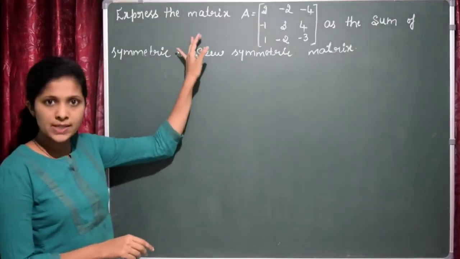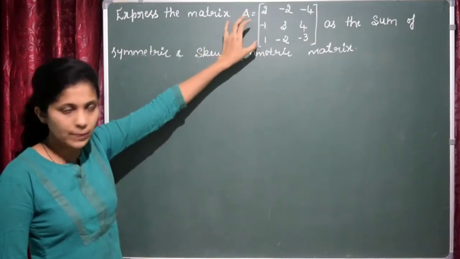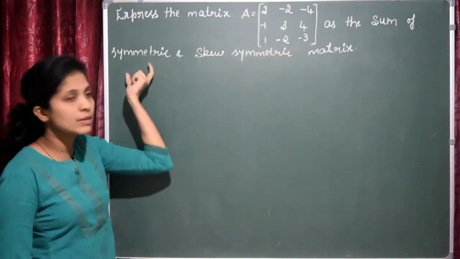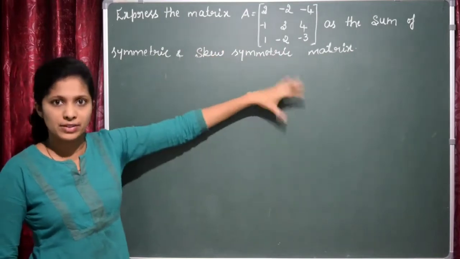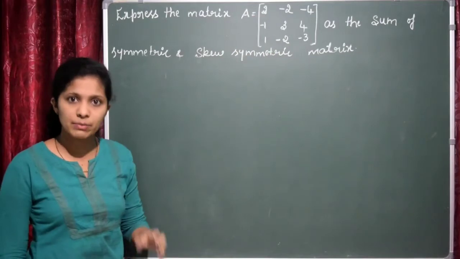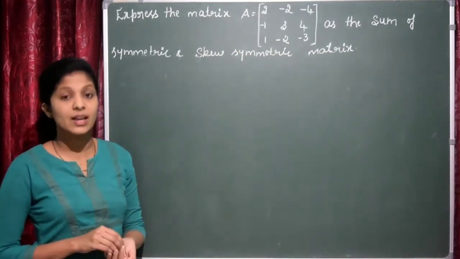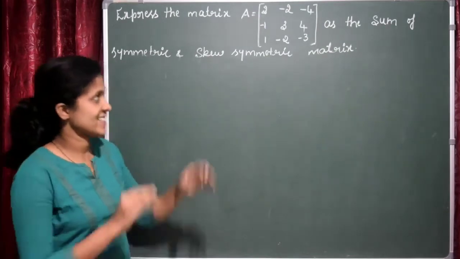This problem is based on the previous theorem. Express the given matrix, which is a square matrix, as the sum of a symmetric and a skew symmetric matrix. You have to express this as a sum of a symmetric and a skew symmetric matrix. Actually, this type of problem is not important, but sometimes we can't say, it depends on your luck. Now we'll see this one.